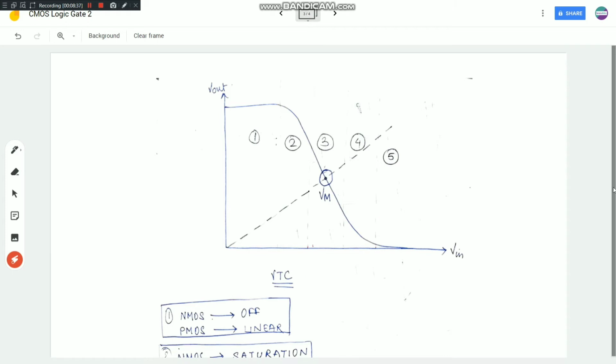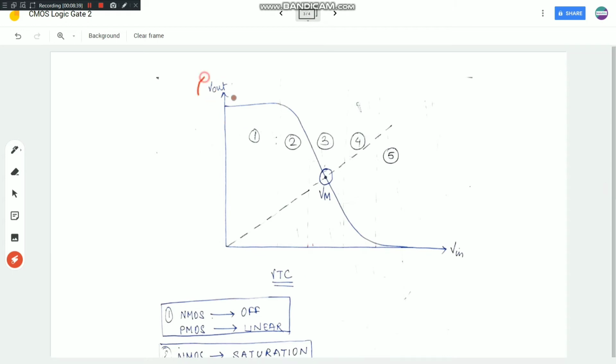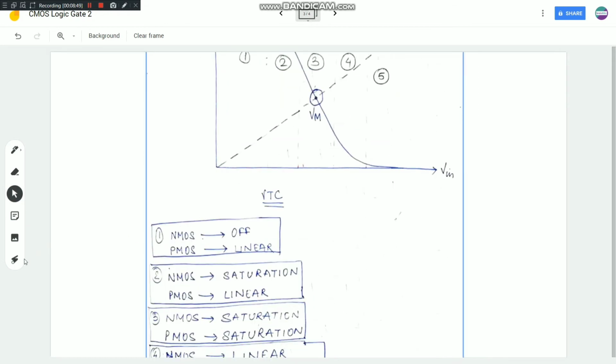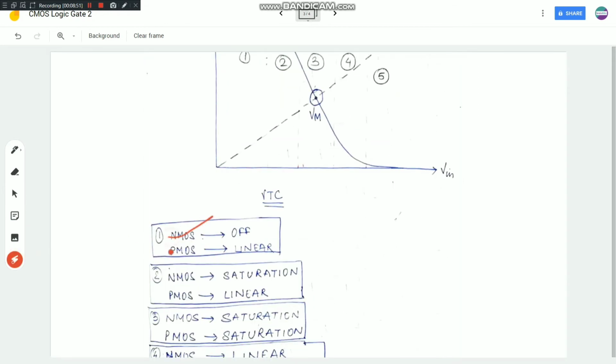And beyond that is my region 5. Okay, so this is a VTC. I told you that VTC is Vout versus Vin. We plot the Vout along the y-axis and Vin along the x-axis. Okay, so in region 1 we find that the NMOS is off and the PMOS is in linear region. For region 2, NMOS is in saturation, PMOS is in linear region. For region 3, this is the most important region because it has my trip point.